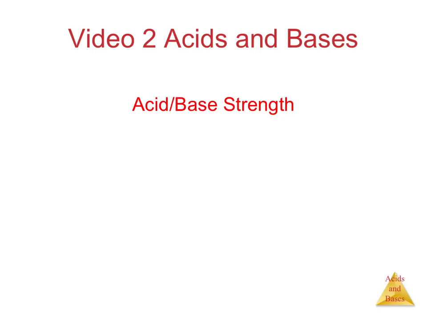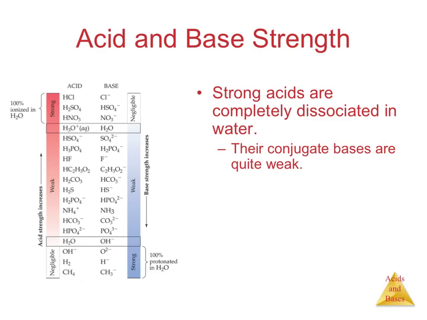In video 2, we're going to talk about what makes something a strong acid versus a weak acid, and what makes it a strong base versus a weak base. Okay, so if we look at the table here up top, we have the strong acids listed. HCl, sulfuric acid, and nitric acid are just 3 of them on this list, and they're designated as strong acids because they completely dissociate when they go into water.